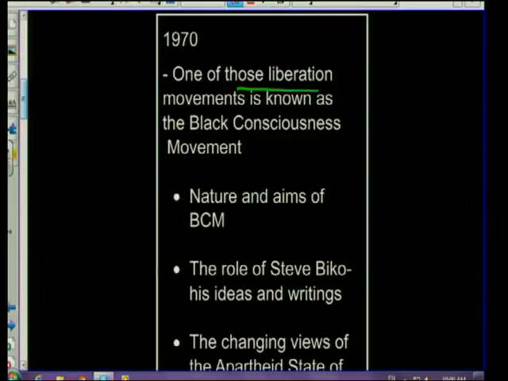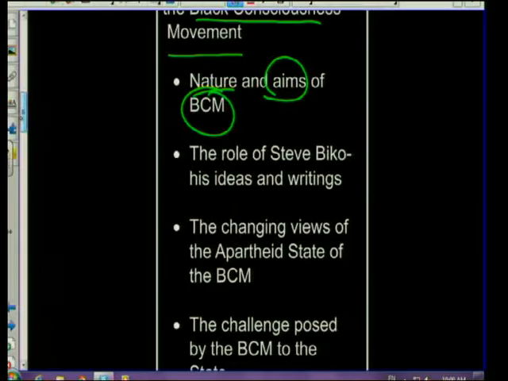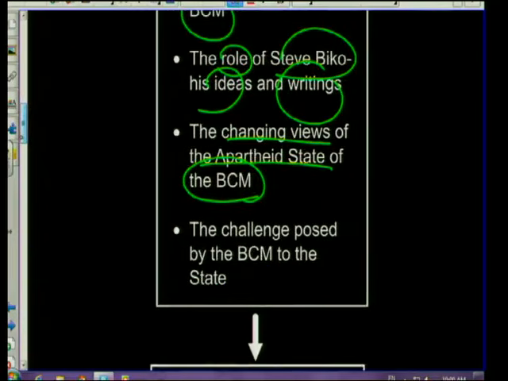One of those liberation movements is known as the Black Consciousness Movement. You need to know the nature and aims of the BCM, the abbreviation of the Black Consciousness Movement. Going down, you need to understand the role that Steve Biko had with his ideas and writings, and also the changing views of the apartheid state of the BCM. Also in the 1970s, the challenge posed by the BCM to the state of apartheid, the governance at the time.